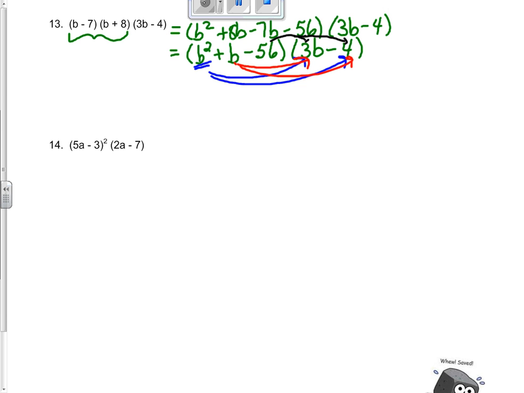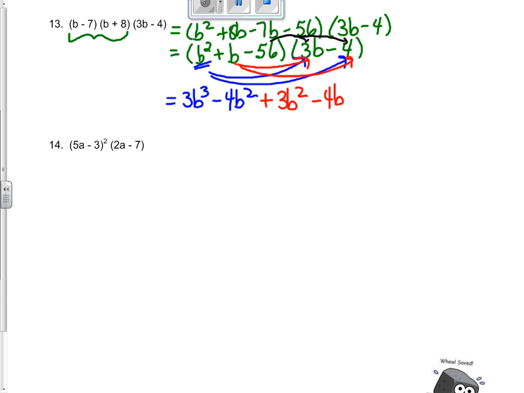All right, let's do the blue 2 first. That would be b squared times 3b minus 4. b squared times 3b is 3b cubed. b squared times minus 4 is minus 4b squared. Let's do the red one second. That's the b times 3b minus 4. I have b times 3b is 3b squared. b times minus 4 is minus 4b.